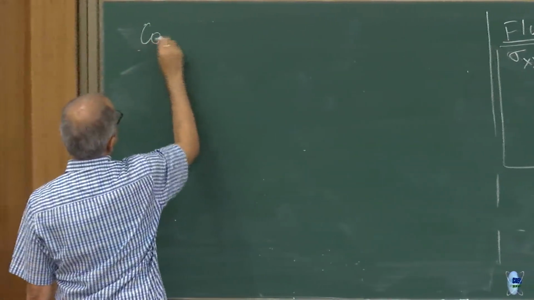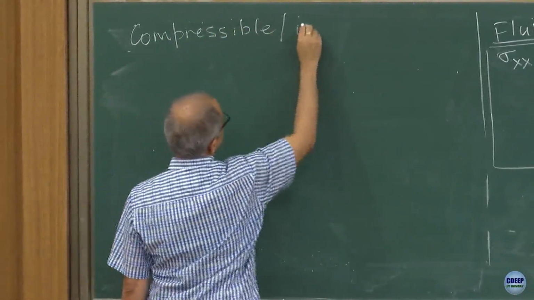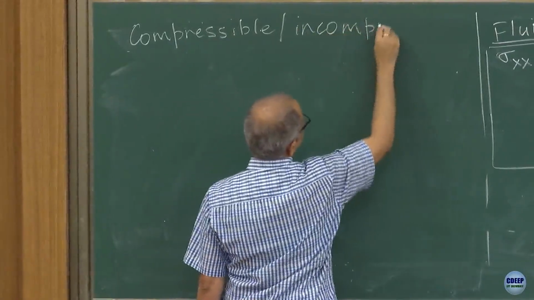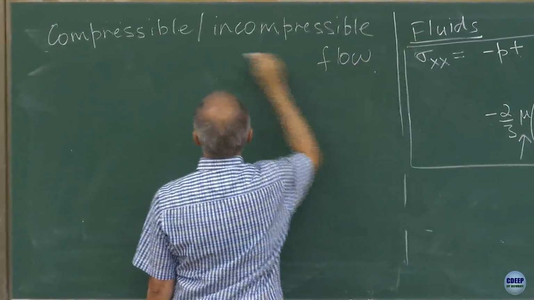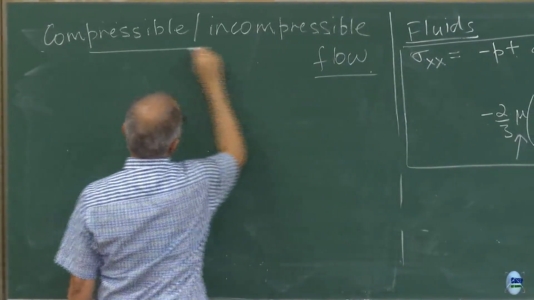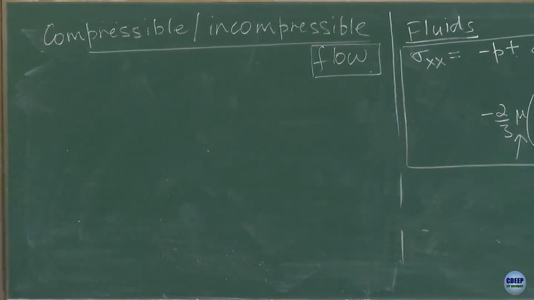Now let me get into compressible and incompressible. When we talk about compressible or incompressible, it is always a flow property. It is not a fluid property. What is the difference? Can the fluid be compressed? If you are talking about whether the fluid can be compressed, then you are talking about a fluid property. But when we are asking whether the flow can compress or change the density in the flow, then we are talking about a flow property.